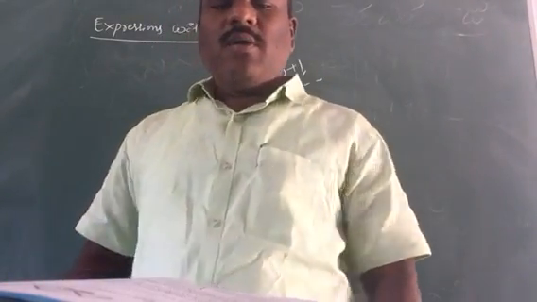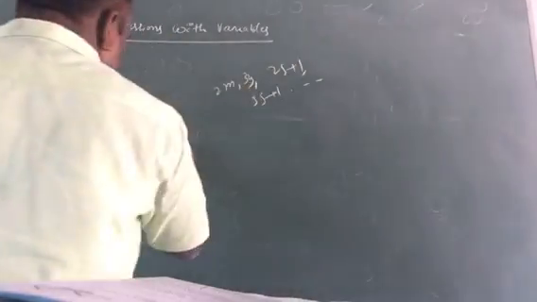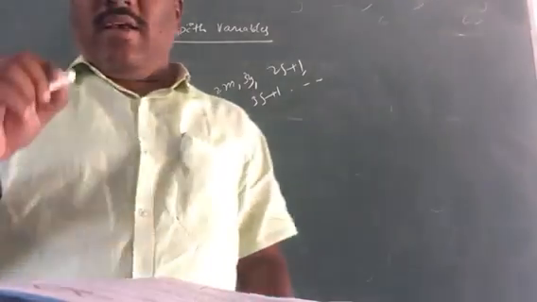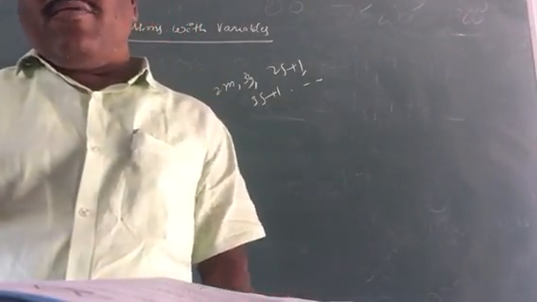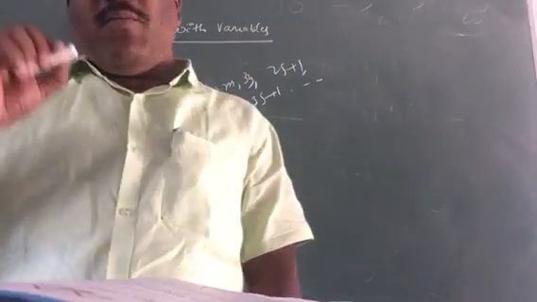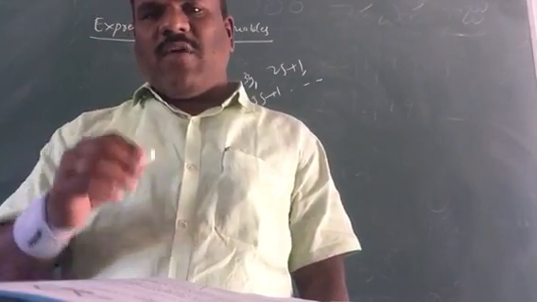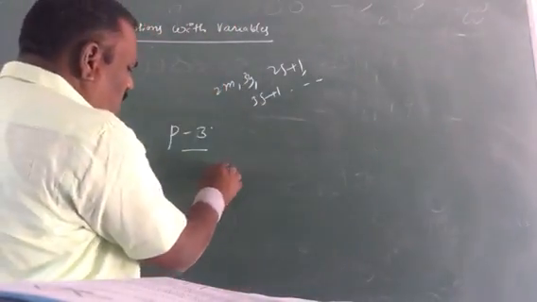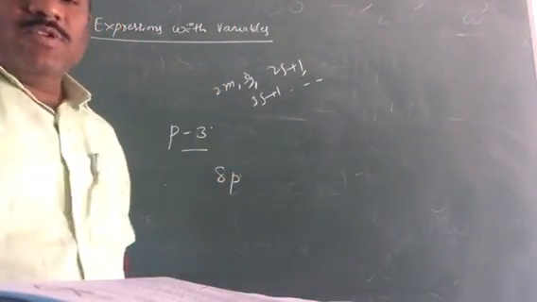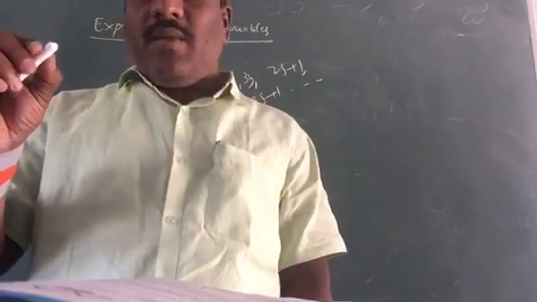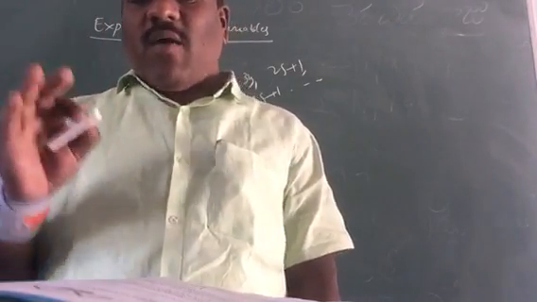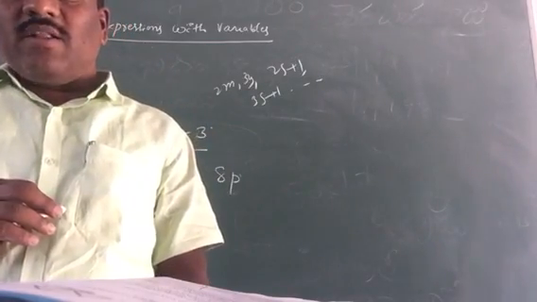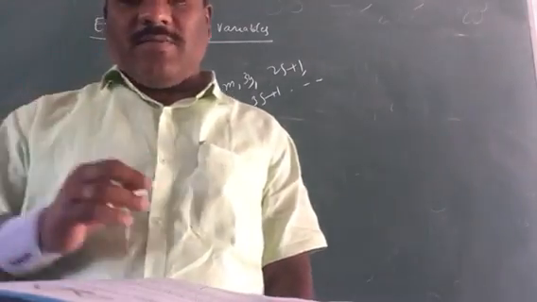For example, the expression p minus 3. The expression p minus 3 is formed by subtracting 3 from the variable p. One more expression, 8p. That means what? 8p is formed by multiplying the variable p by 8.